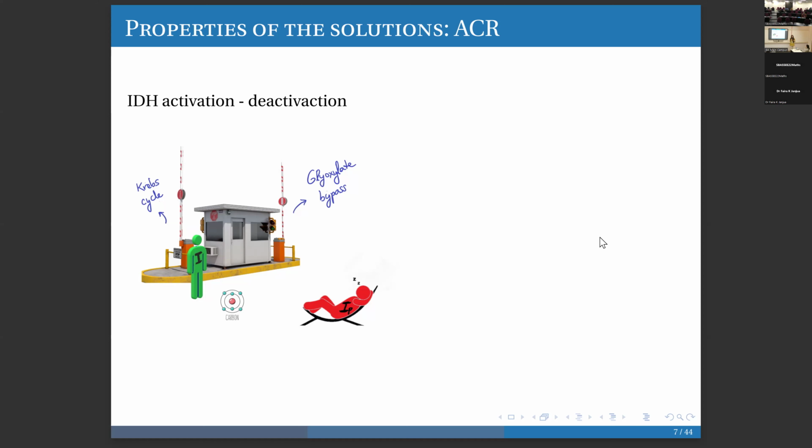regulating the flow of carbon between two different processes that take place in some unicellular organisms, some bacteria and fungus. So they have the Krebs cycle, where they get the energy from. And they also have this bypass that uses carbon too, but to build the membrane of the cell. So if all the carbon goes to the Krebs cycle, then the cell does not grow.